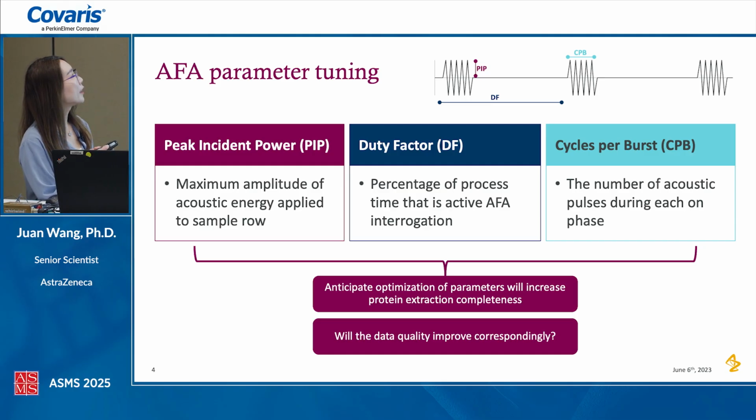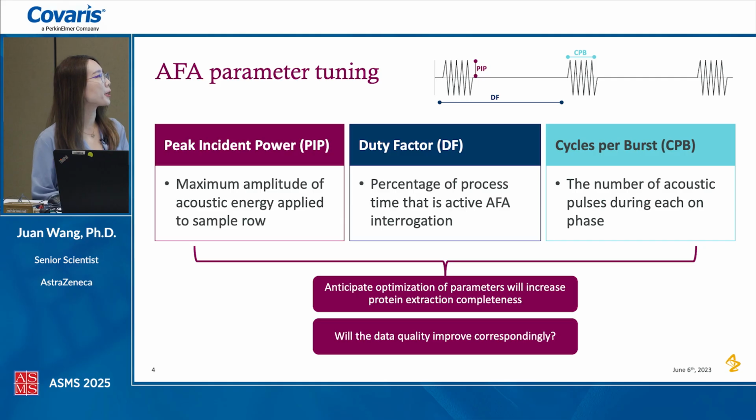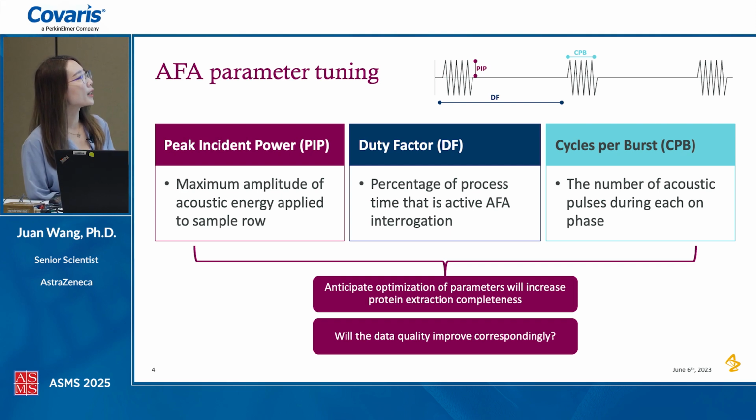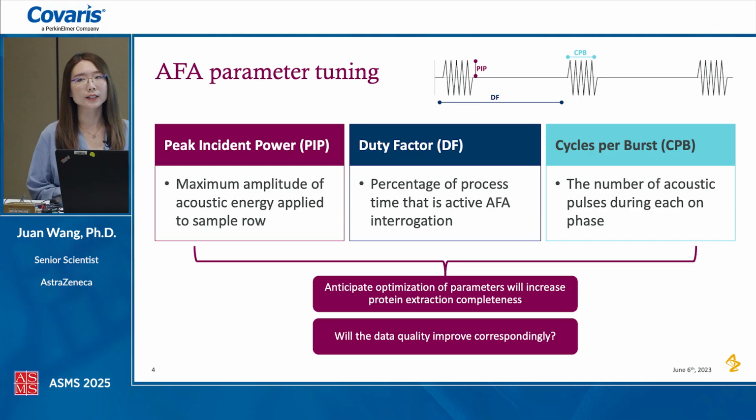So the first one here is called the peak incident power, PIP, which is the maximum amplitude of the acoustic energy applied to the sample row. And also we have another parameter to tune, the duty factor, which is the percentage of the process time that is active AFA interrogation, and also the cycles per burst, which is the number of acoustic pulses during each on phase. So we anticipate that optimizing these three parameters will increase the protein extraction completeness, which will further improve our data quality.